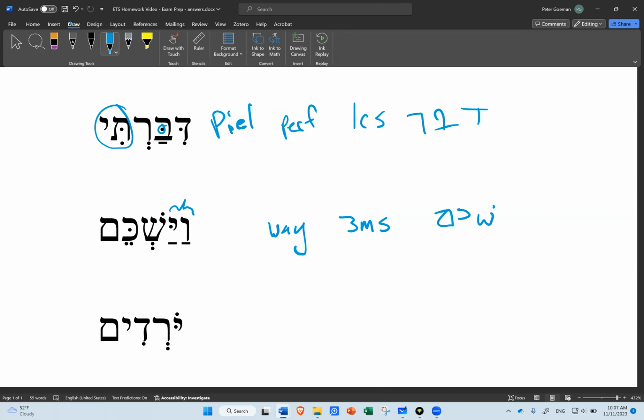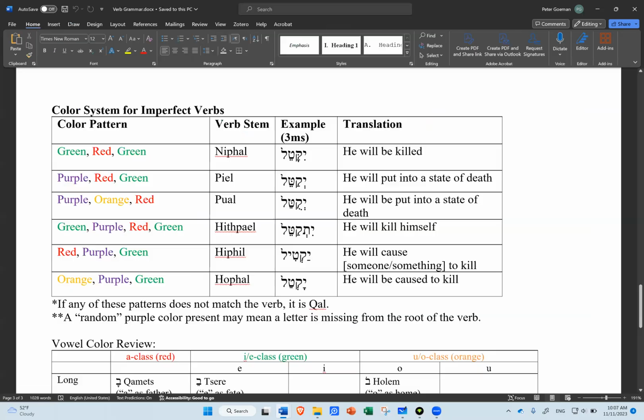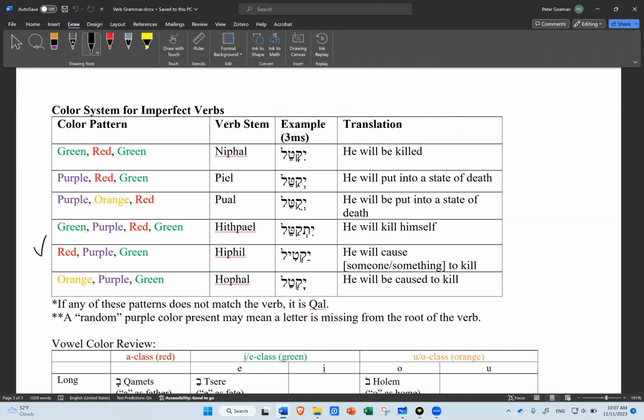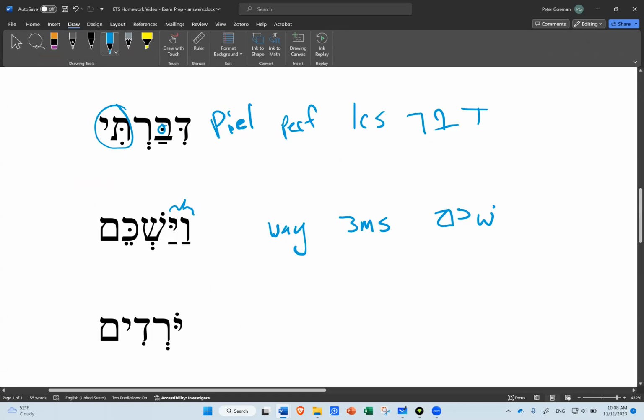All right. So what does that do? If this is an imperfect or a vayyiqtol, do we go by sound or do we go by colors? We go by colors. Red, purple, green is our color pattern. I know what it is, but just for your sake, if we go here, let's look for red, purple, green. There it is. Red, purple, green is going to be a Hifil. So Hifil vayyiqtol 3ms from shakam.